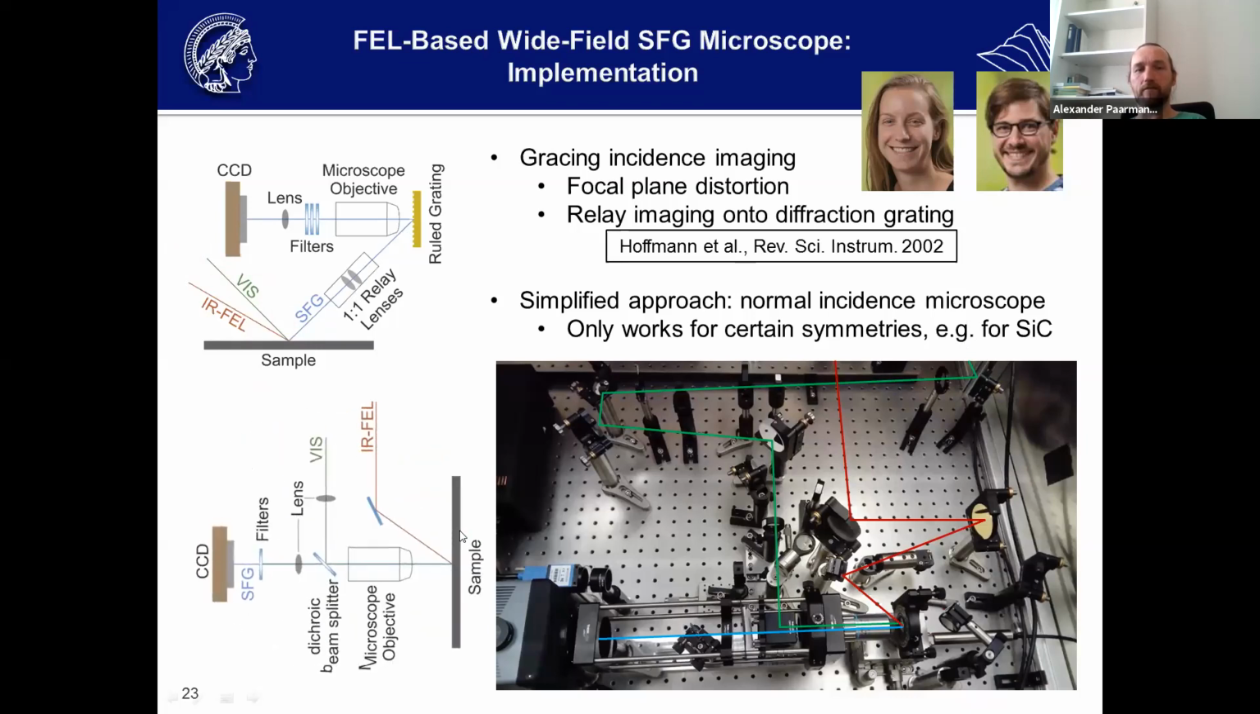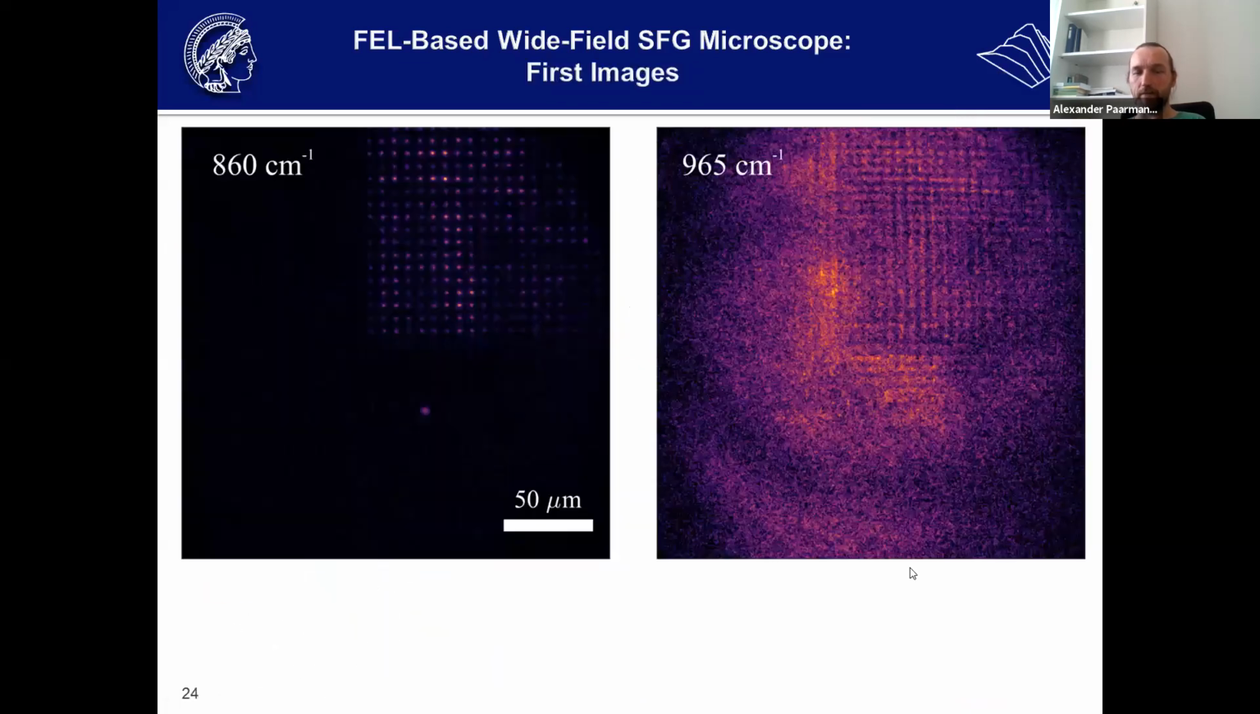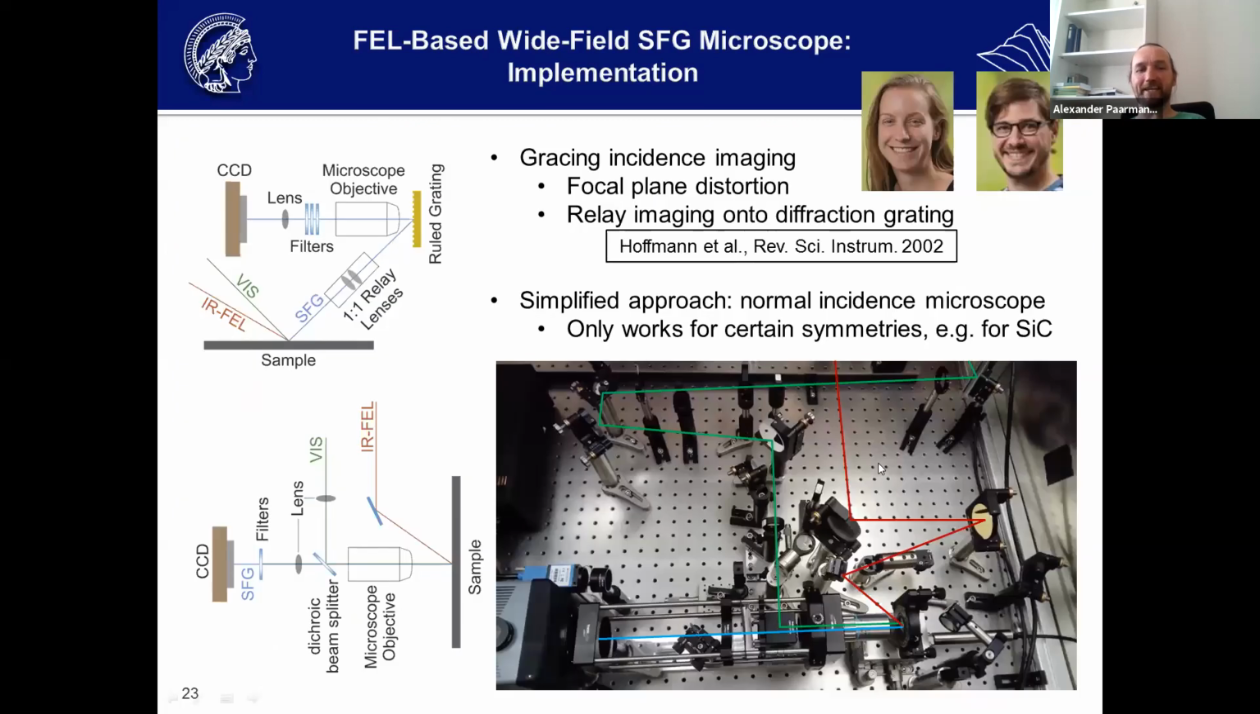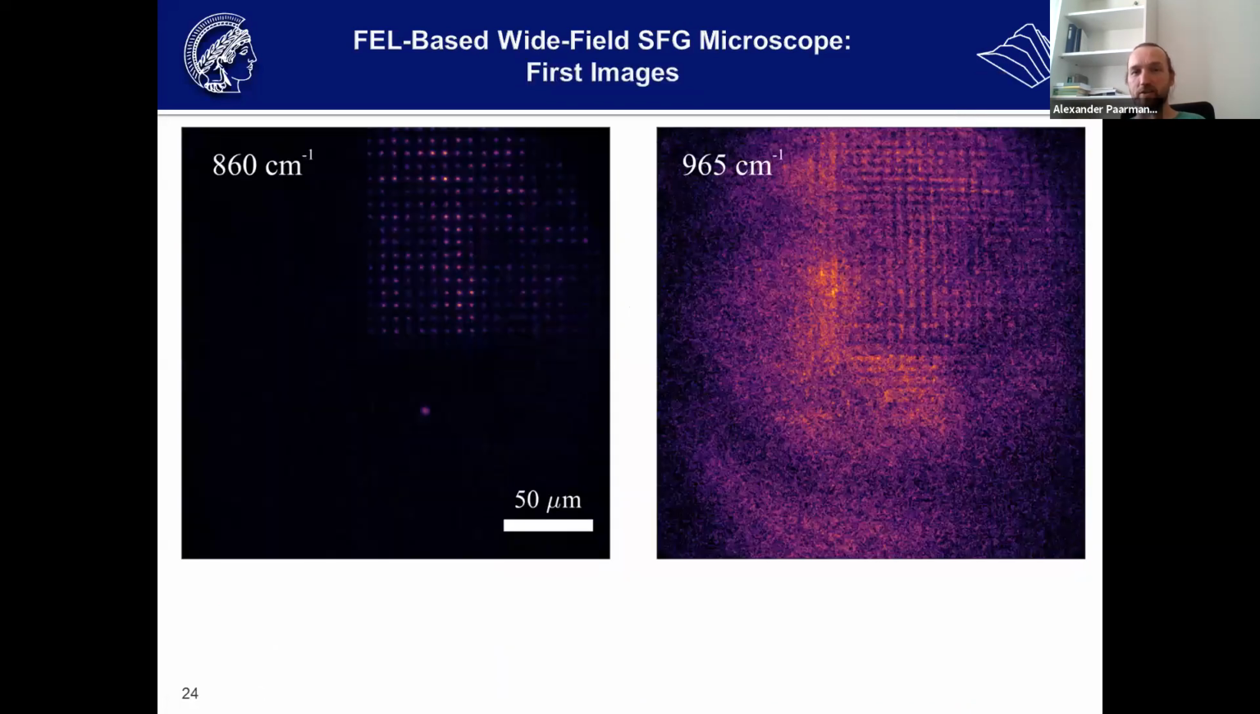I'm showing this here in the photograph, where you see how this microscope actually looks in reality. There's your camera. And this was actually the last measurement we could do before the Corona shutdown of the free-electron laser. It's also my last slide.